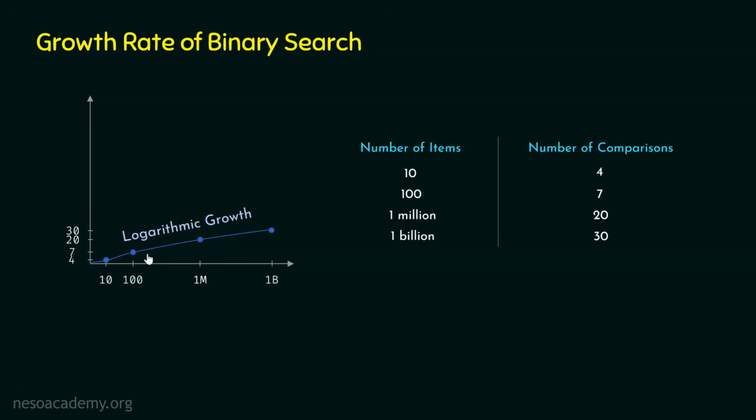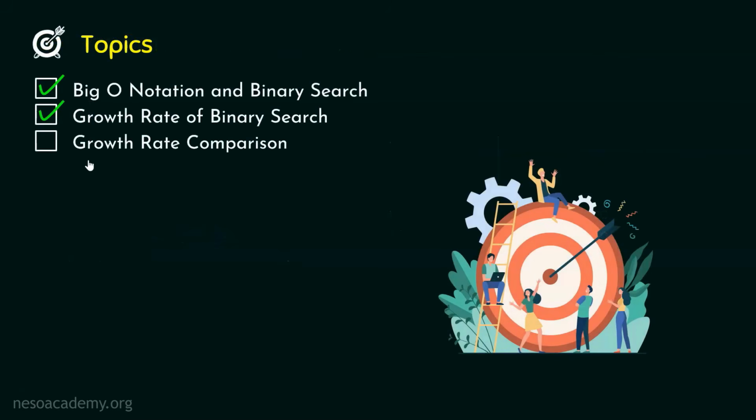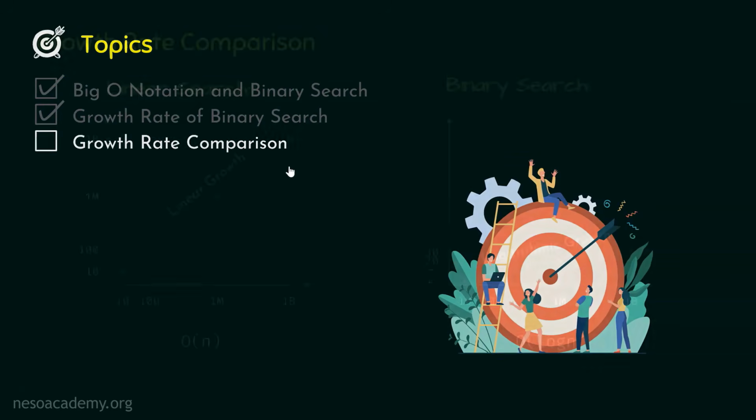The growth rate is logarithmic. This means as the size of the input increases, the running time does not increase drastically. Hence, binary search is faster than the linear search, because in case of linear search, we got linear growth. In order to properly visualize the growth rates of linear search and binary search, let's move to the next topic where we will now compare the growth rates of linear search and binary search.